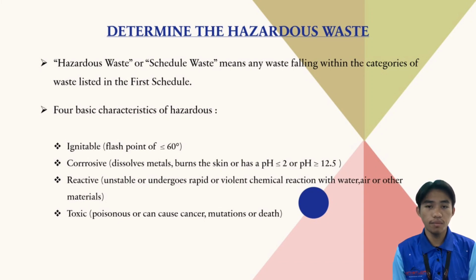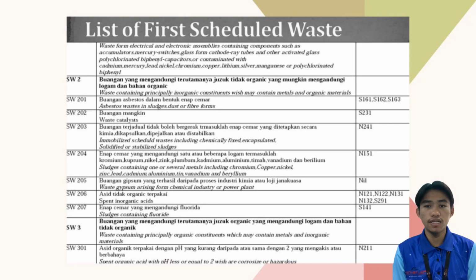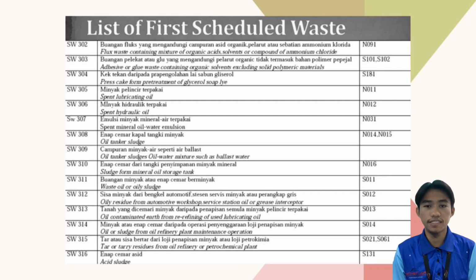Reactive. Unstable or undergoes rapid or violent chemical reaction with water, air, or other materials. Toxic, poisonous or can cause cancer, mutation, or death. These are the table that shows the list of first scheduled waste.